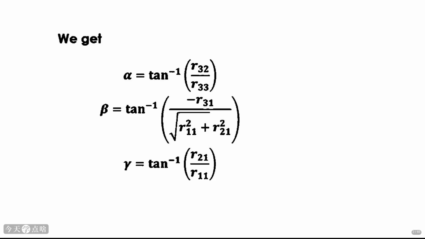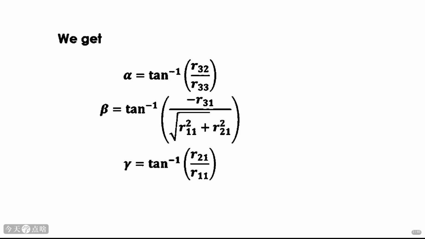So, how do we actually get those roll, pitch, and yaw angles from that rotation matrix? It's not magic, it's trigonometry. Look at these formulas. To find the roll angle alpha, we look at the elements R32 and R33. Specifically, it's the arctangent of R32 divided by R33.